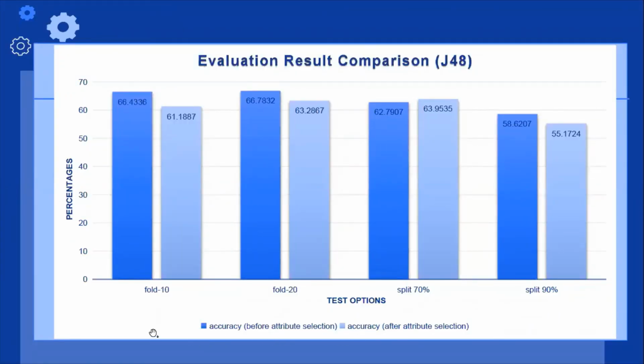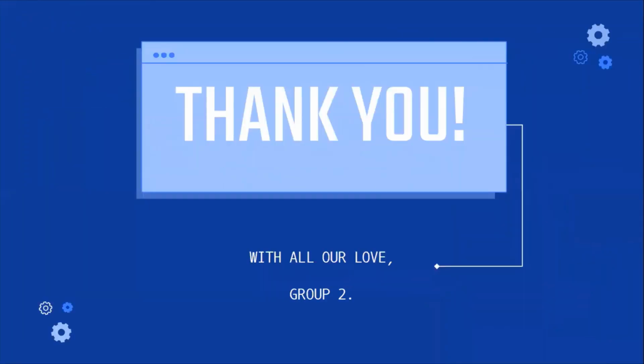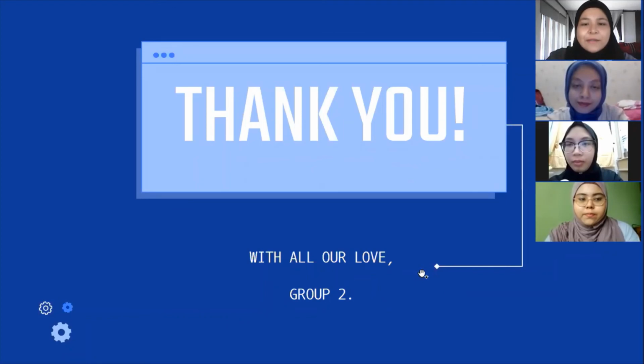So as you can see, this is the evaluation, where we compare the overall results using the J48 classifier. Other than split 70, the classifiers show a decline in accuracy, but only split 70 shows an increase in accuracy. So we can conclude that our dataset is more suitable using a split 70 classifier. So I guess that's all from us. Thank you.